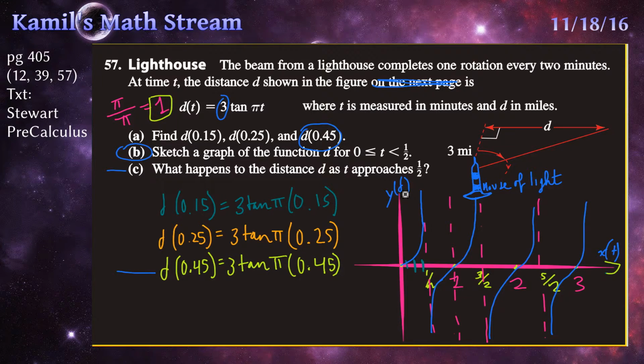So how about we take our handy dandy calculator and we find out this one, the last one, right? Why don't we try that? So we have 3 tan pi times 0.45, and I got 0.074037058. Is that right? I don't know.